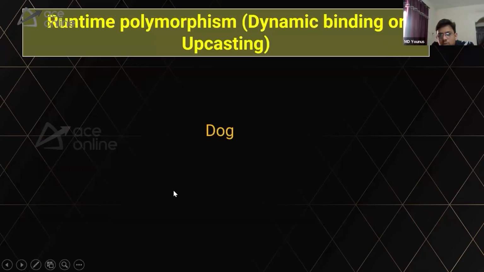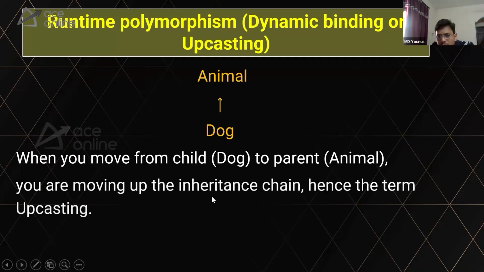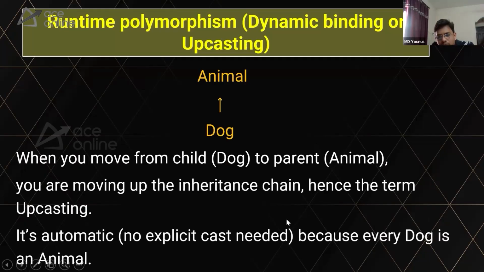Now, this is what happens, right? Upcasting: Dog will be upcasted to Animal. When you move from child class to parent class, you are moving up in the inheritance chain, and this term is called upcasting. It is automatic. You don't have to do it explicitly, because Dog is an Animal and it will do upcasting automatically. Same like widening.